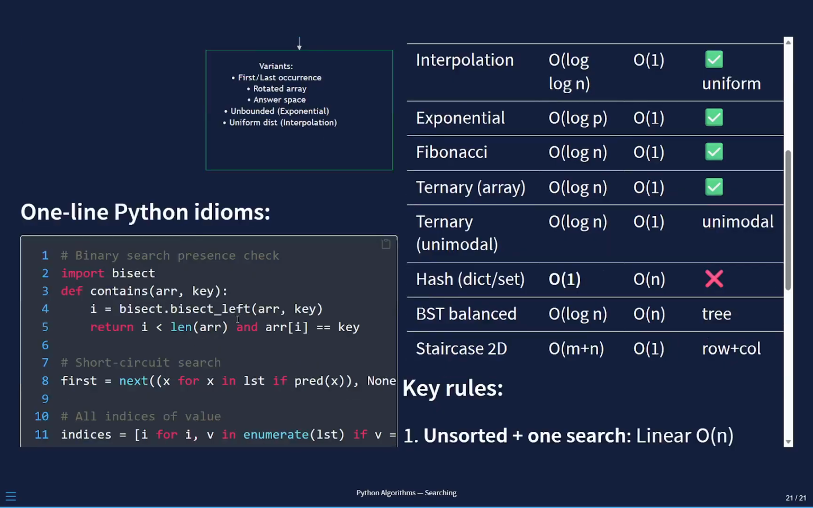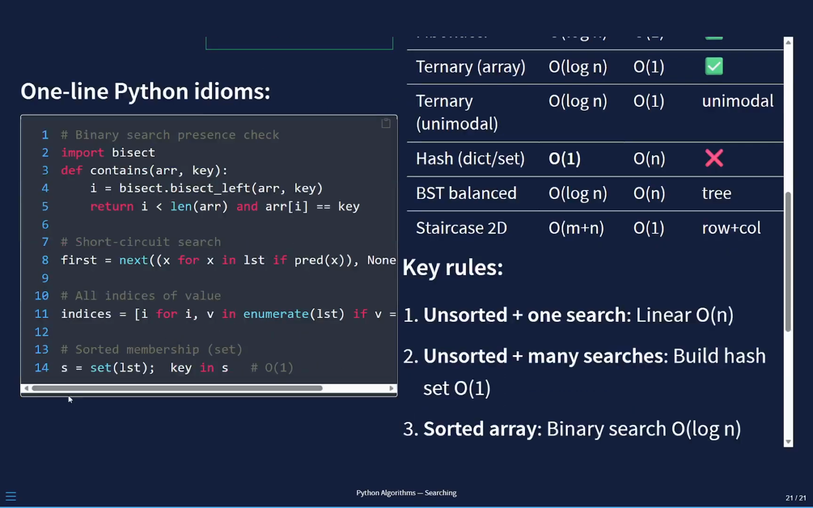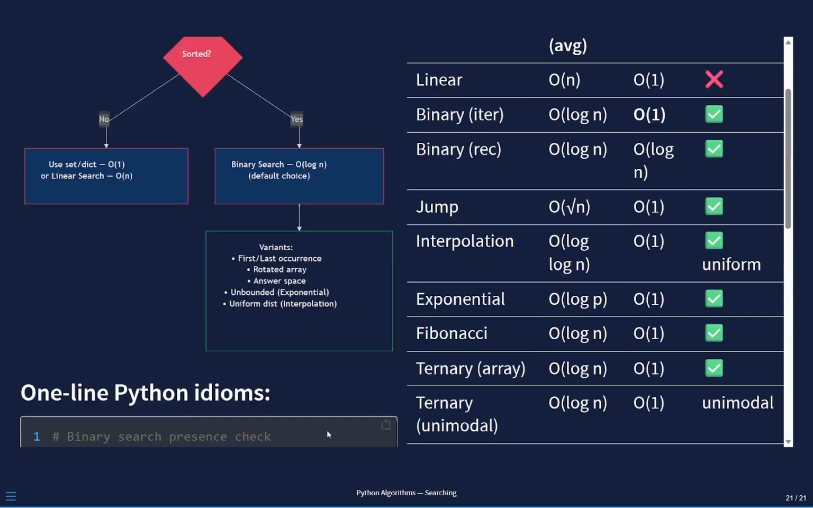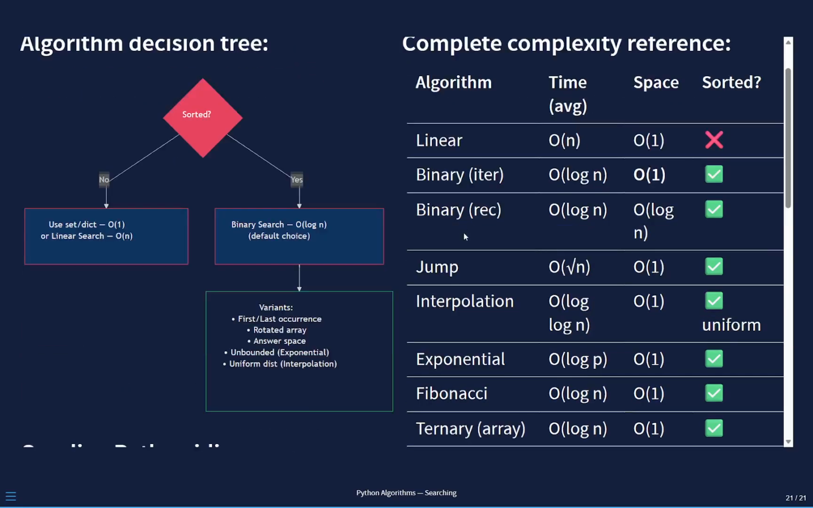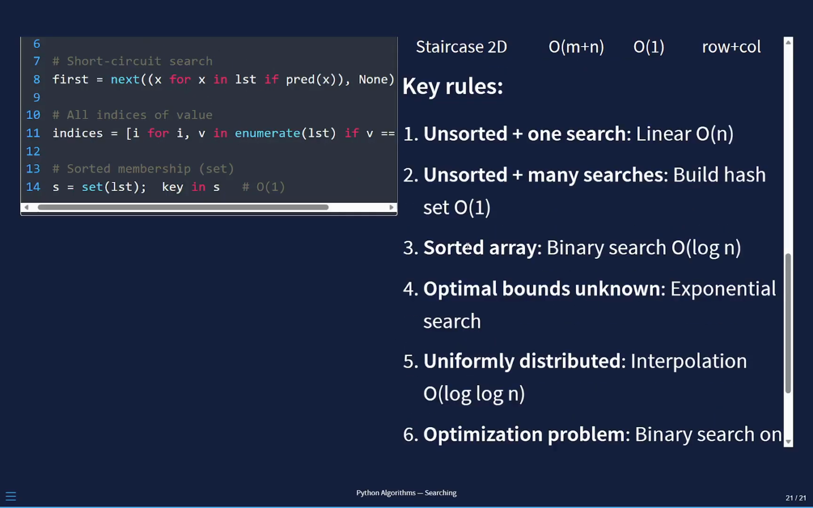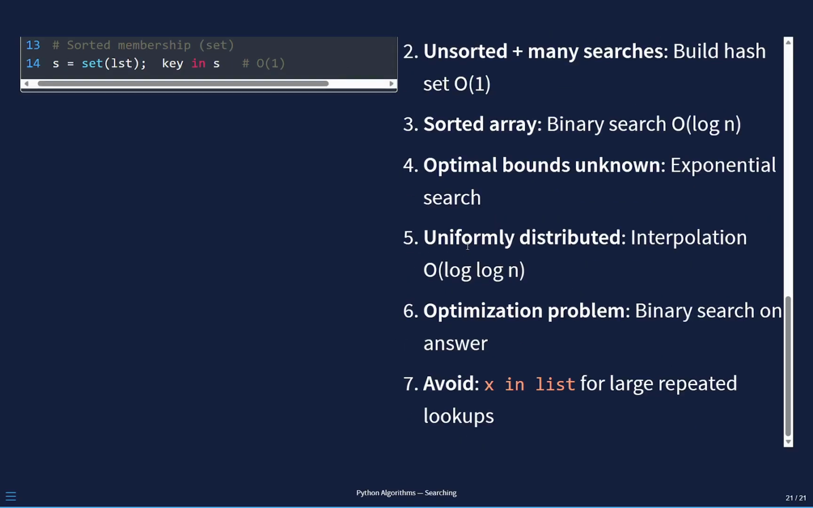Click. The one-line Python idioms for the 4 most common patterns. Presence check on a sorted list: bisect_left, then verify. Short-circuit search: next with generator. All indices: list comprehension with enumerate. Set membership for O(1): s equals set(lst), key in s.